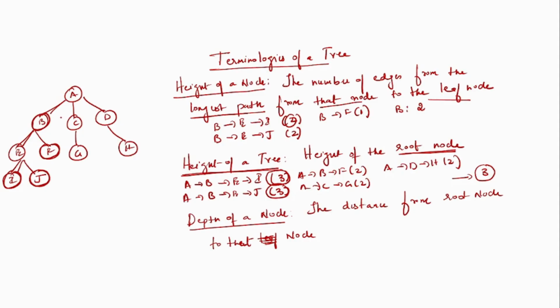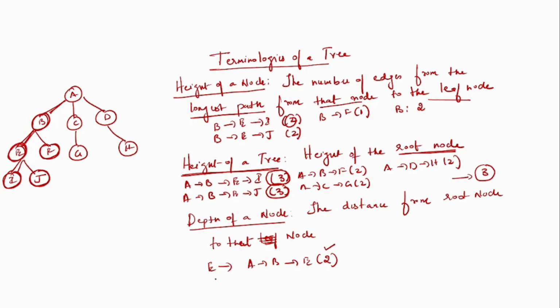For example, let us find the depth of E. The depth of E is nothing but the distance from the root node to E. For example, the number of edges are A to B and B to E. So the number of edges is 2. Therefore, the depth of E is 2.